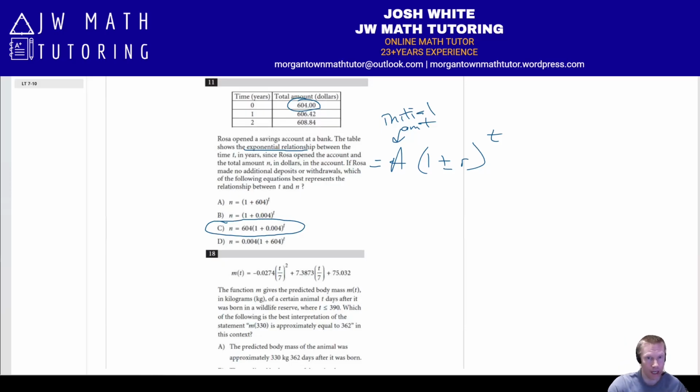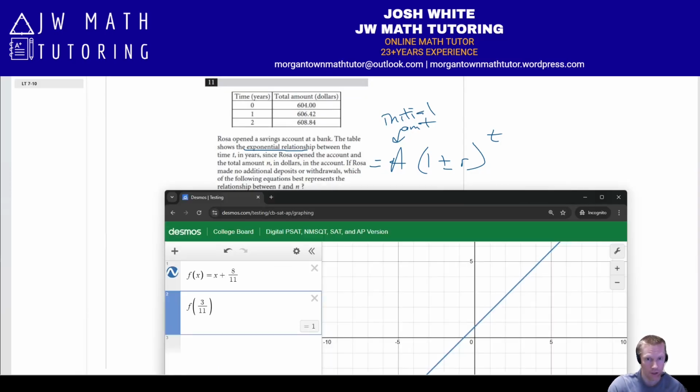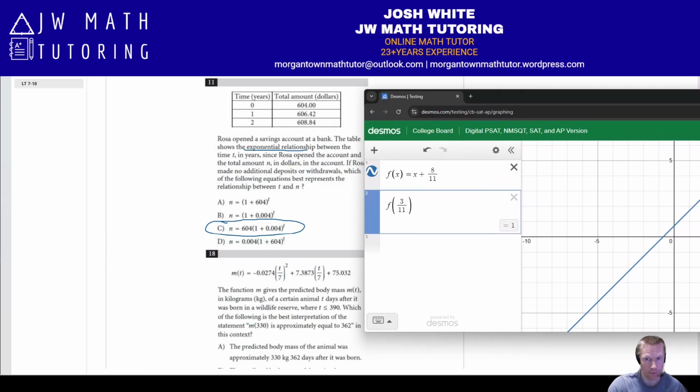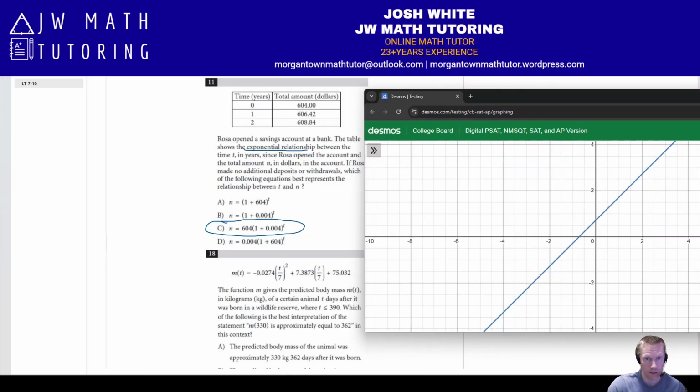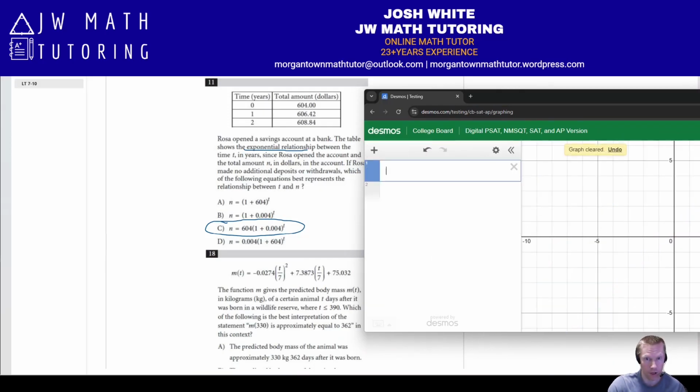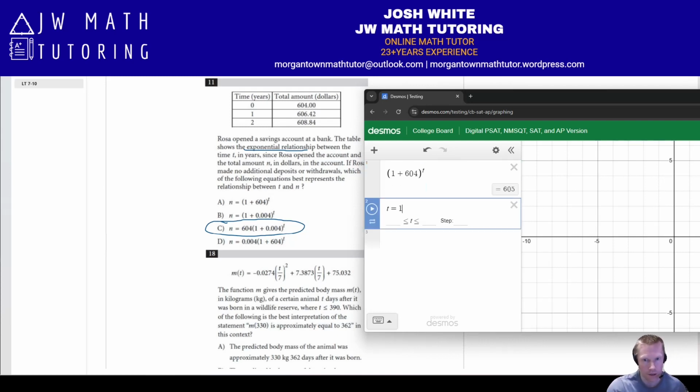But if you weren't that familiar with exponential functions, here's how you could still get the correct answer in Desmos. We're basically just going to back solve this by plugging in a point from the table. So I'm going to do the first function, and I'm going to pick the 1, 606.42, meaning I'm letting t equal 1.